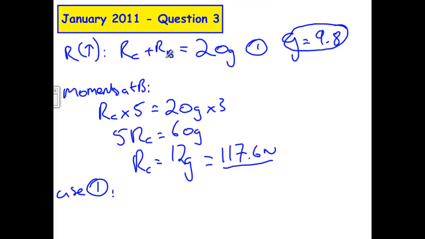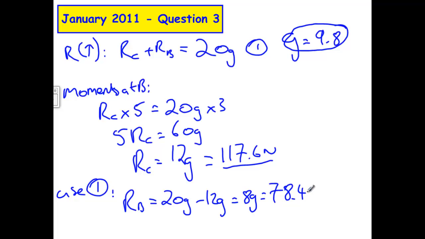Now what I'm going to do is use equation 1. Given that RC and RB add up to 20G, that tells me that RB, the reaction force at B, must be equal to 20G, take away 12G, which is 8G. And if you were to work that out again in your calculator, that would be 78.4 newtons.